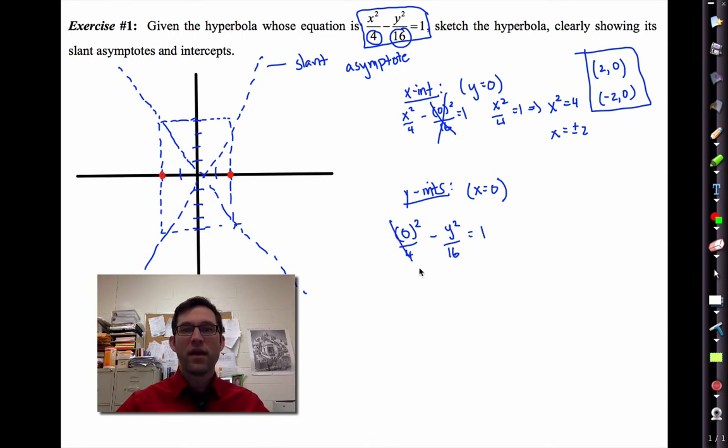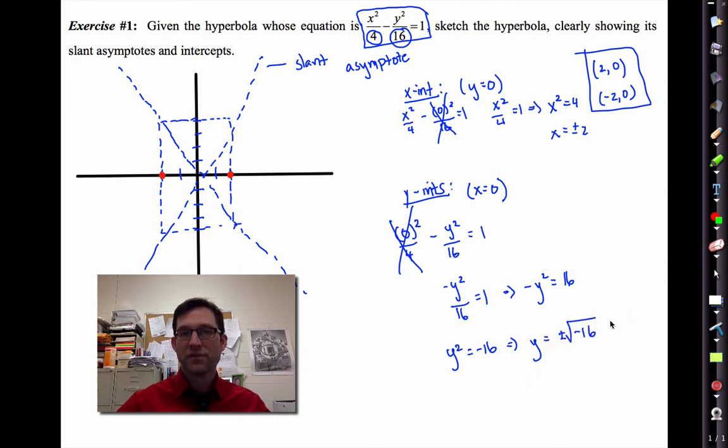Something like that. That term's going to be gone. It's going to give us negative y squared divided by 16 is equal to 1. That's going to give me negative y squared is equal to 16. That's going to give me y squared is equal to negative 16, and that's going to give me y equals plus or minus the square root of negative 16. And that is a problem.